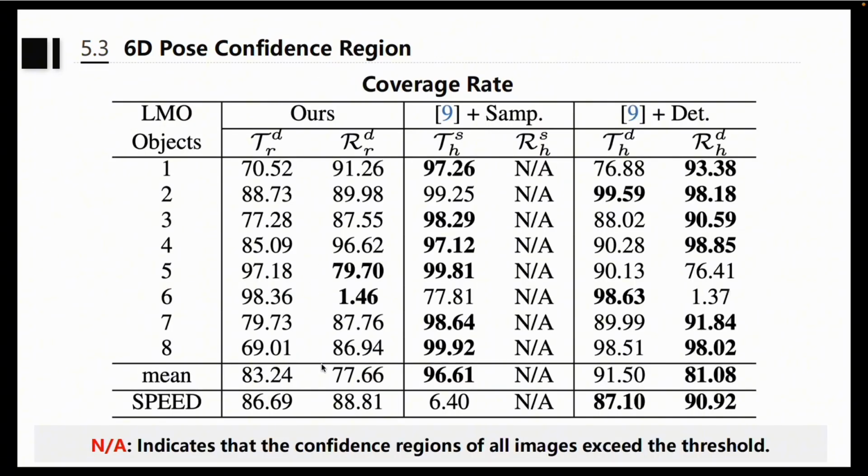For the pose confidence regions, the sampling method's coverage comes at the cost of excessively large volumes. The N/A here indicates that all of its regions exceeded the evaluation threshold. In contrast, our direct method successfully maintains a coverage rate near the target of 1 minus epsilon.